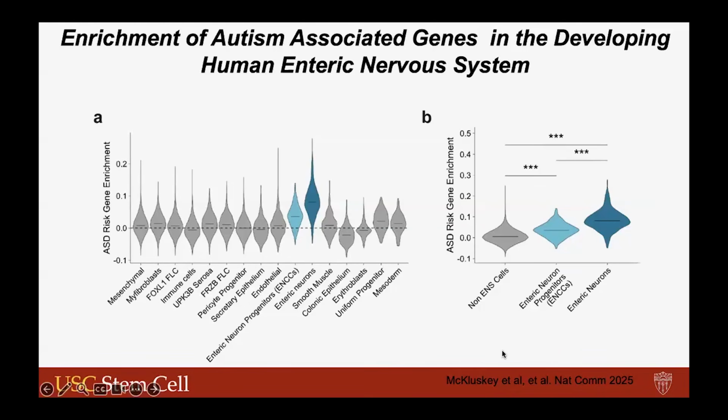So this is actually an analysis done by the Wilsey lab, showing that when you look at different types of intestinal cells, there is an increase in the expression of autism genes in enteric progenitors and in enteric neurons. So this was very interesting for us.